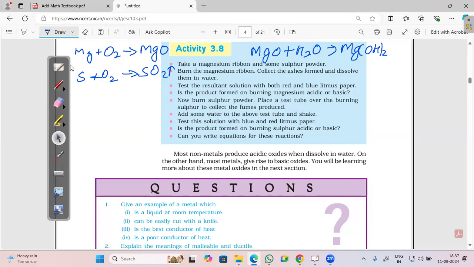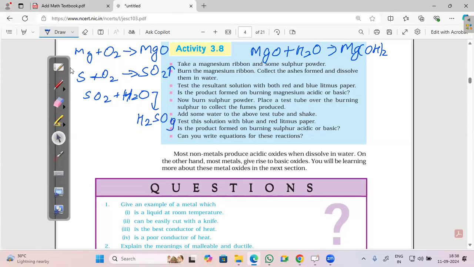Next, burn sulfur powder. Place a test tube over the burning sulfur to collect the fumes produced. Add some water to the test tube and shake. Test the solution with blue and red litmus paper. That means you are making a solution of sulfur dioxide in water, which will produce H2SO3, sulfurous acid.